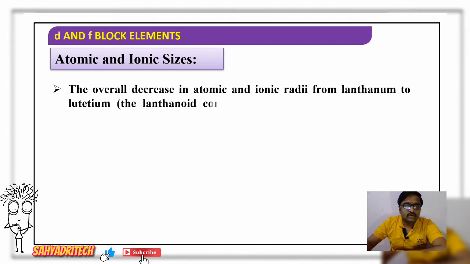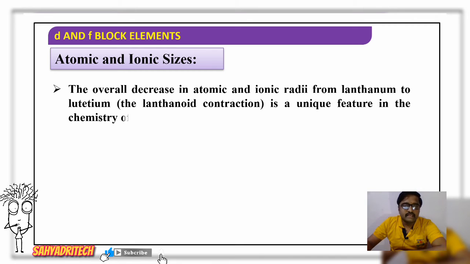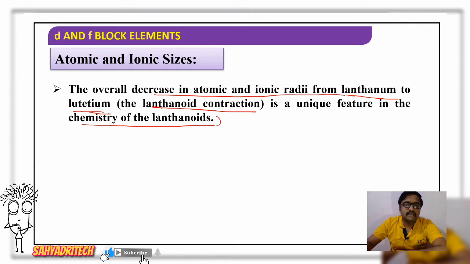That overall decrease in the atomic and ionic radii from lanthanum to lutetium, that is the lanthanide series, is called lanthanide contraction. It is a unique feature in the chemistry of lanthanides. The properties of all lanthanides depend on this decrease in the atomic radii from lanthanum to lutetium. That is called lanthanide contraction.